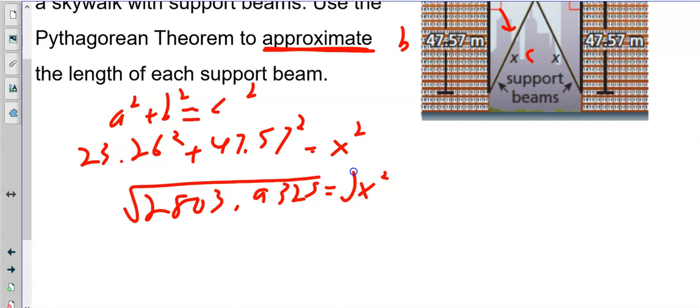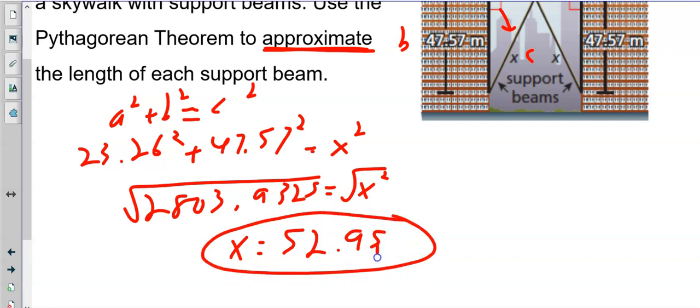So we square root both sides. We type that in the calculator, we get 52.95. Again, that's approximately meters.